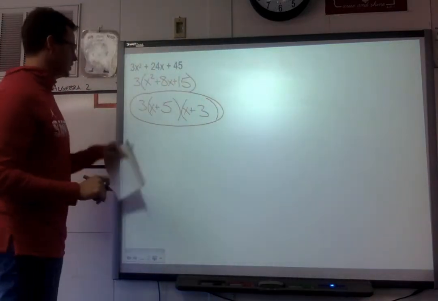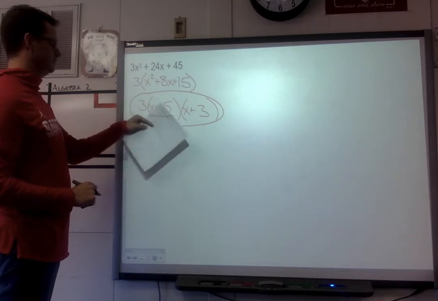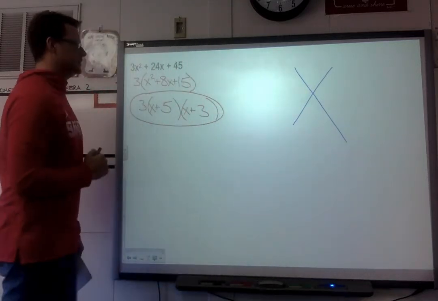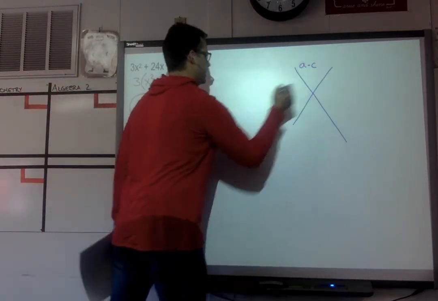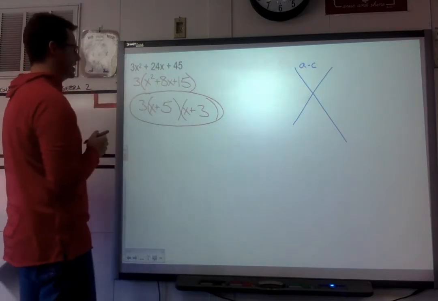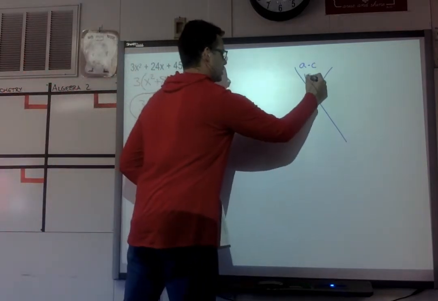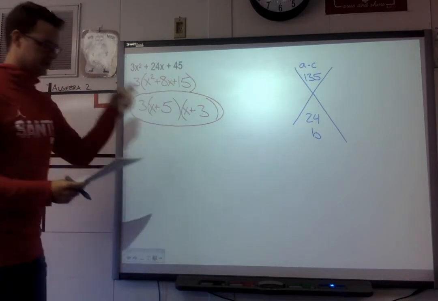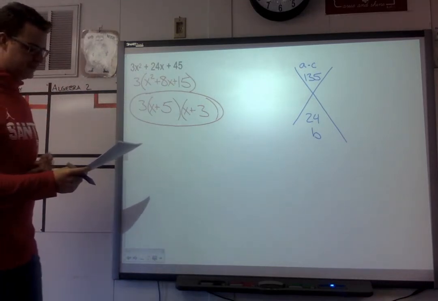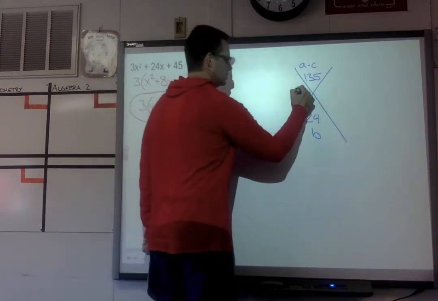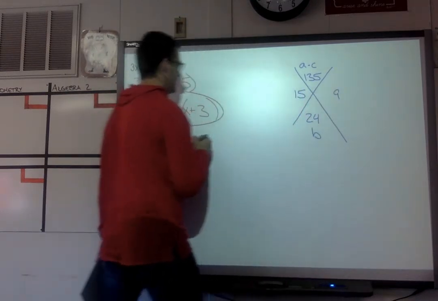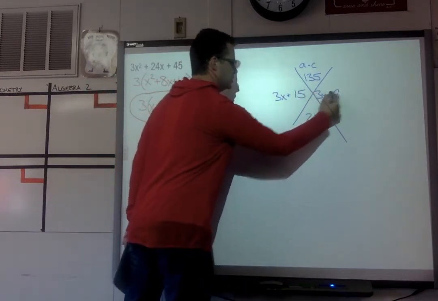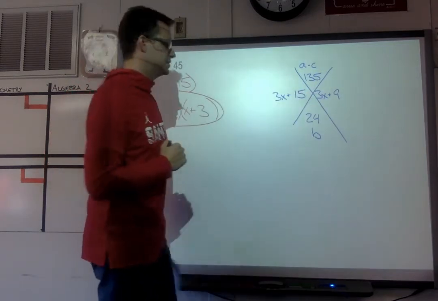Now, if you were doing this one using the x method, and you didn't factor out that 3 to start with, you just go ahead and do a times c, which would be 3 times 45, which gives us 135. Then our b value of 24. We would need two numbers that multiply to 135 and add to 24. Those two numbers would be 15 and 9. And then we would need to put a 3x in front of each one. So 3x plus 15 and 3x plus 9.